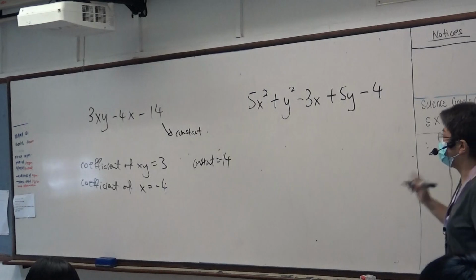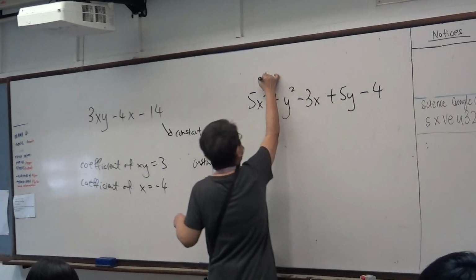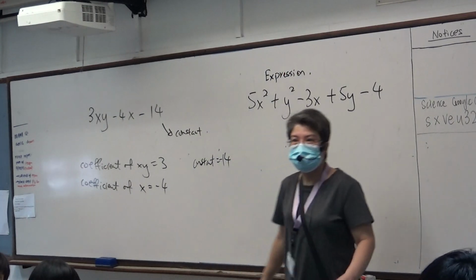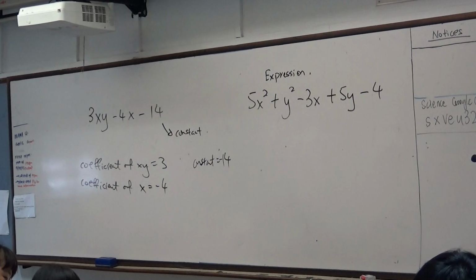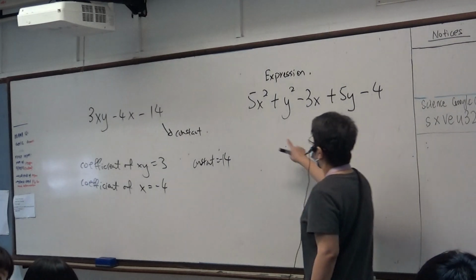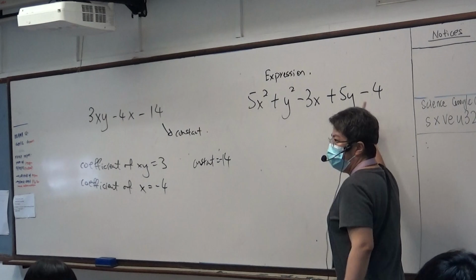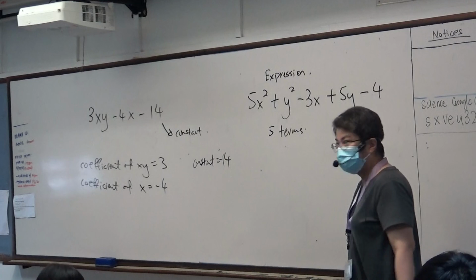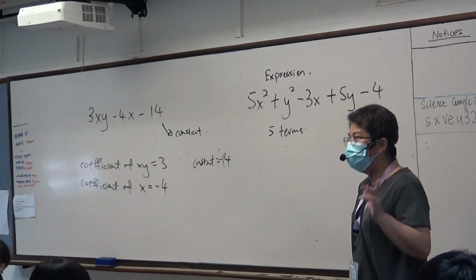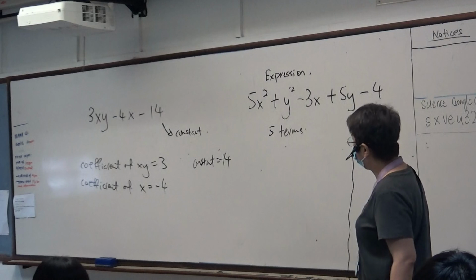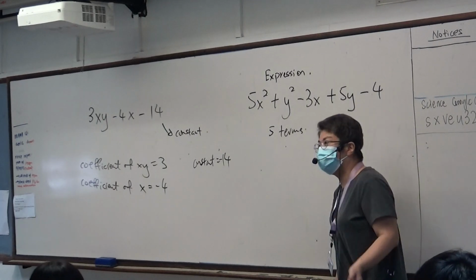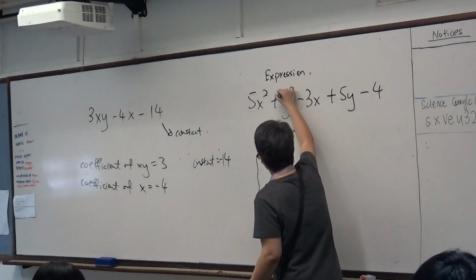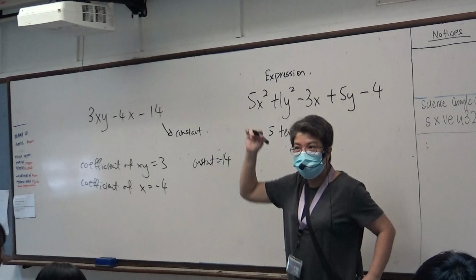Can you tell me in this expression, this is called an expression, how many terms are there? How many terms? 1, 2, 3, 4, and 5. There are 5 terms. Everybody okay? What is the coefficient of x squared? 5. What is the coefficient of y squared? Don't tell me there's nothing here. There's a 1. What's the coefficient of y squared? 1.